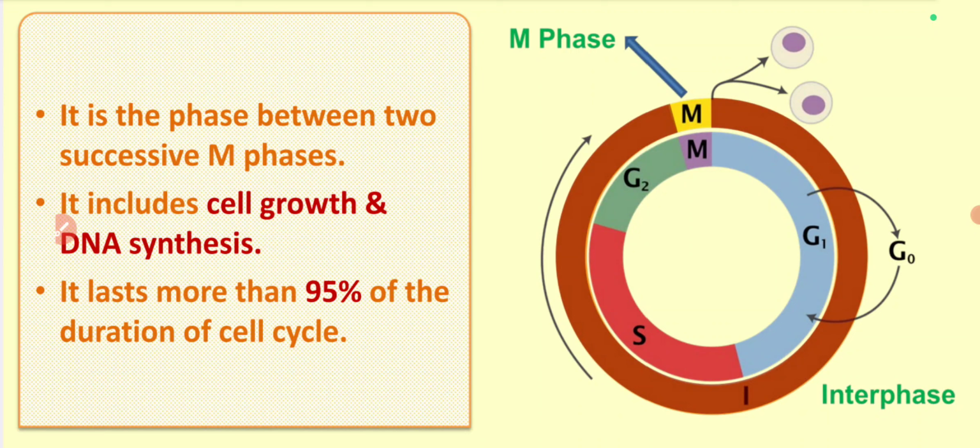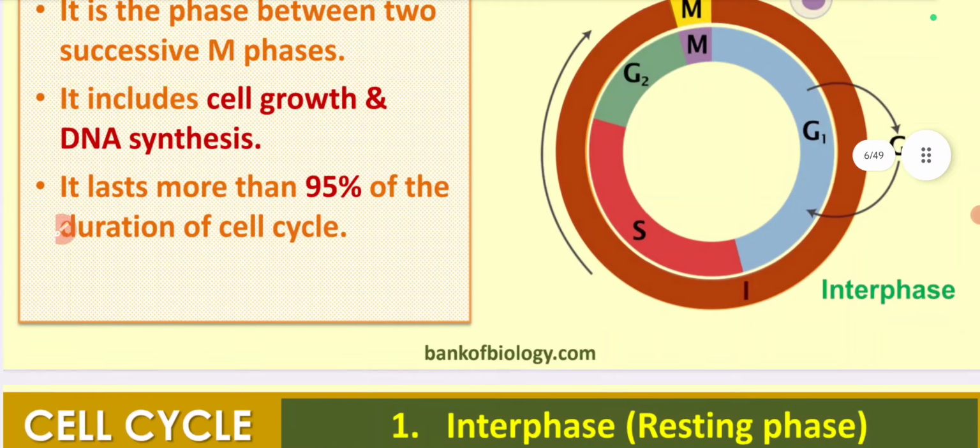You can see in this diagram, it includes cell growth and DNA synthesis. It lasts more than 95% of the duration of the cell cycle. In your NCERT, it is given that in the 24 hours average duration of a cell cycle, a human cell division proper lasts for only about 1 hour. The interphase lasts more than 95% of the duration of the cell cycle.